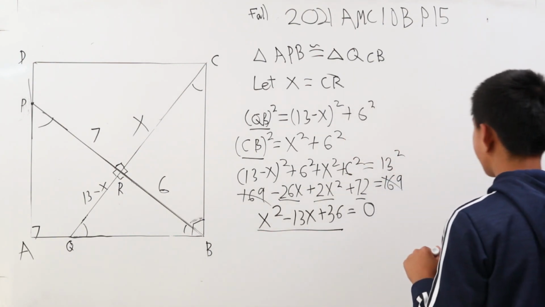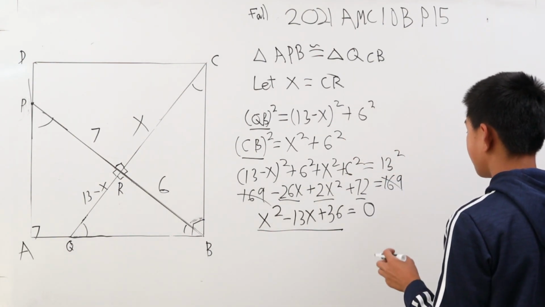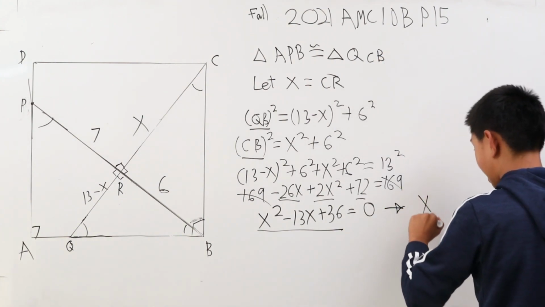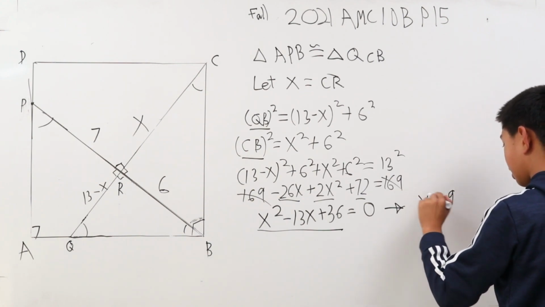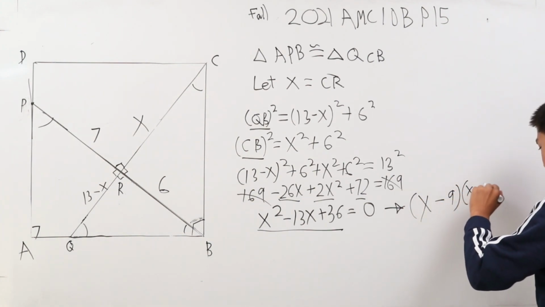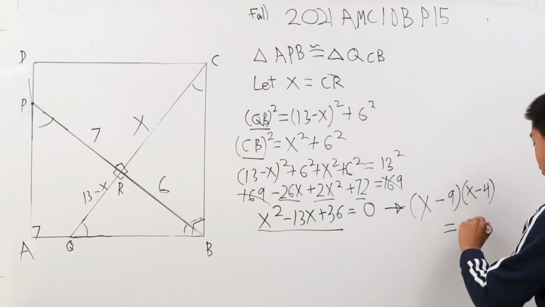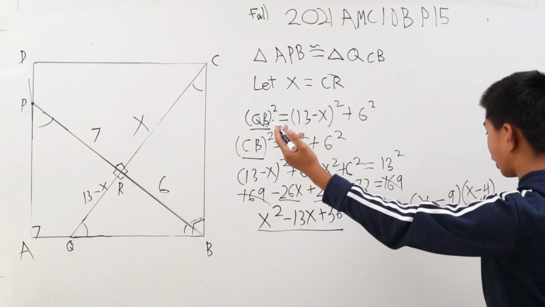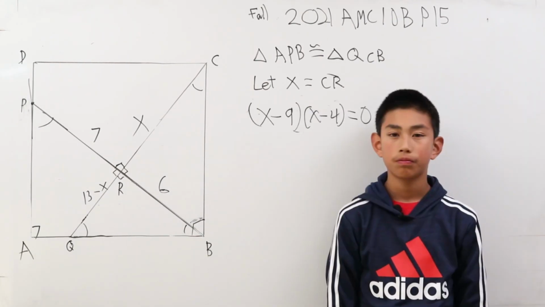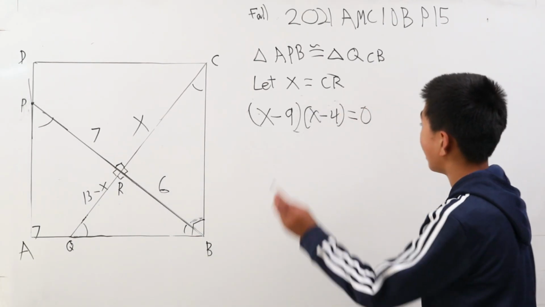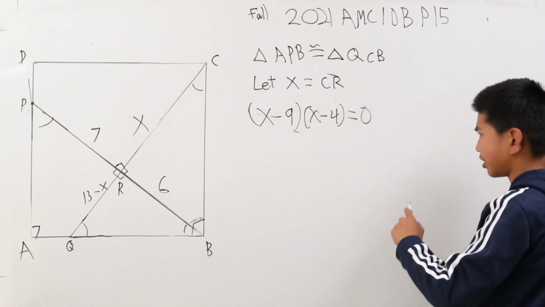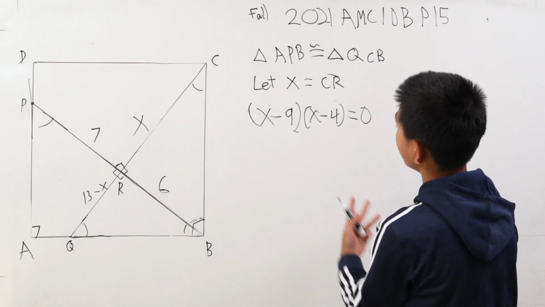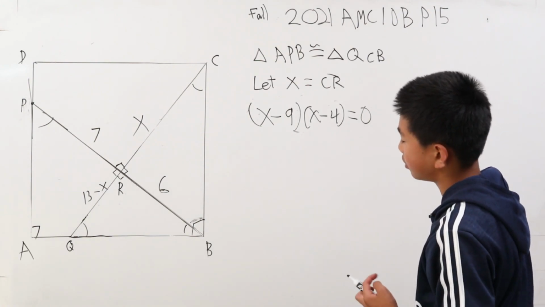We can factor this into (x minus 9) times (x minus 4). This has to equal 0. So we have to determine which x it is and then just plug it in and solve it. We left off at (x minus 9) times (x minus 4) equals 0. This states that we have two possible answers here, but one is incorrect.